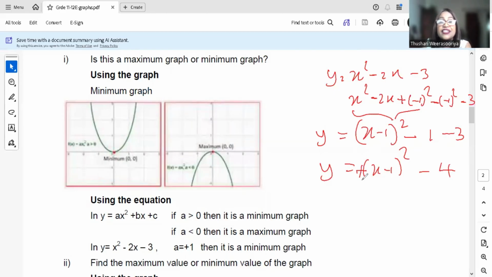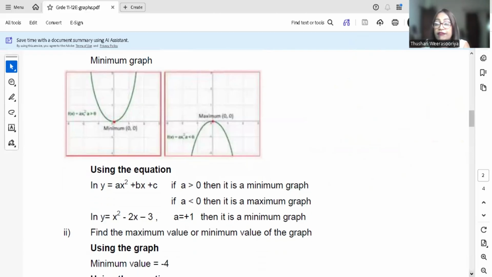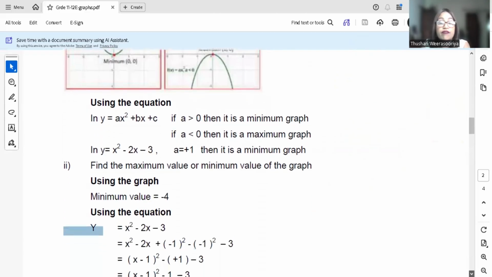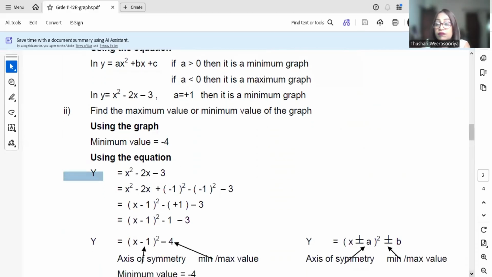Now you can answer, what is the sign of this? Plus. That's a min value. I assume you can understand this lesson part. Okay? Now write the next. Go to the next one. Next question: now we found that's the minimum graph. Find the minimum value of the graph.